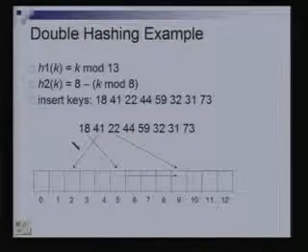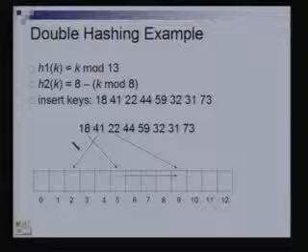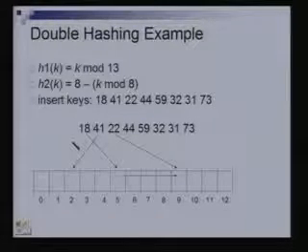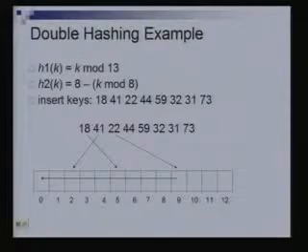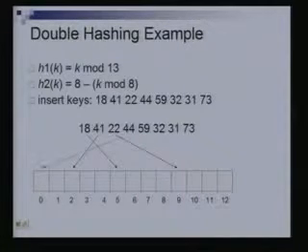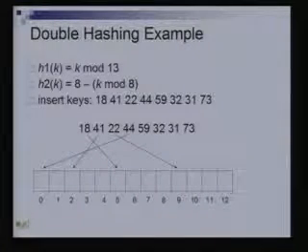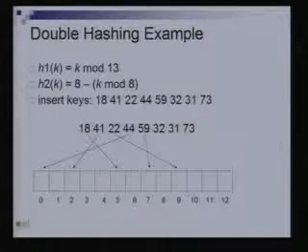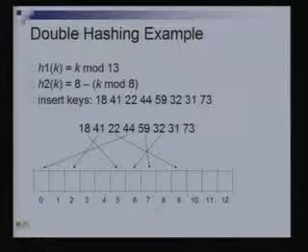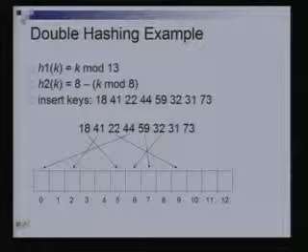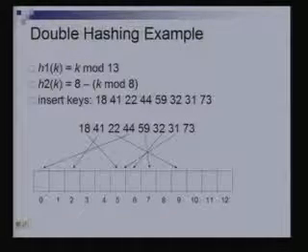So I'll go to location 9. But that's also occupied. So I'll go to location 0. That's empty. So our 44 will go to location 0. 59 mod 13 is 7. So 59 would go to location 7. 32 mod 13 is 6. So 32 would go to location 6. 31 mod 13 is 5. So we go to location 5.